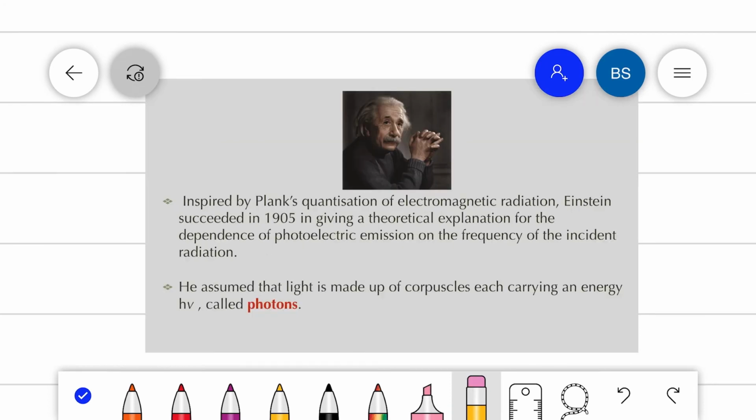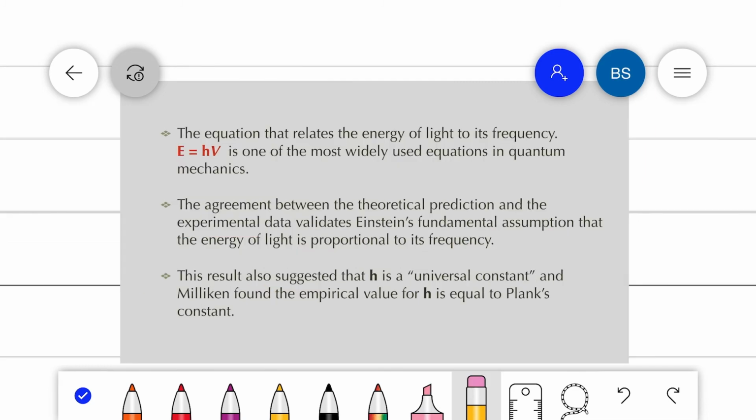We know that Max Planck introduced the concept of the quantization of energy, and using this concept, Einstein assumed that light is made up of particles called photons having an energy of h nu, and he could explain the dependence of the photoelectric effect on the frequency of the incident light. This relation is given by the equation E is equal to h nu, that is, the energy of light is proportional to its frequency, and the scientist Millikan found the value for h, the proportionality constant, and it was equal to Planck's constant.